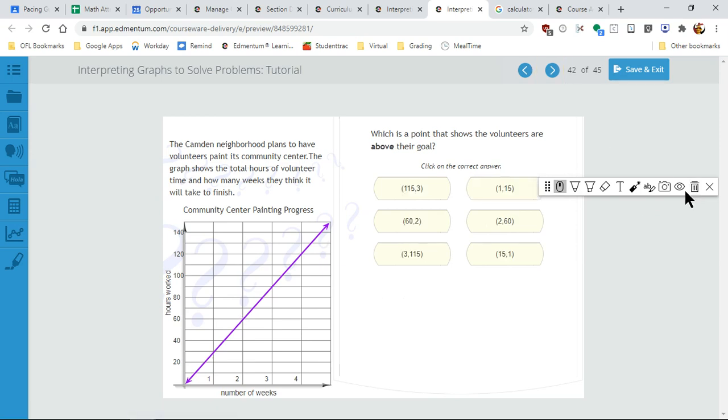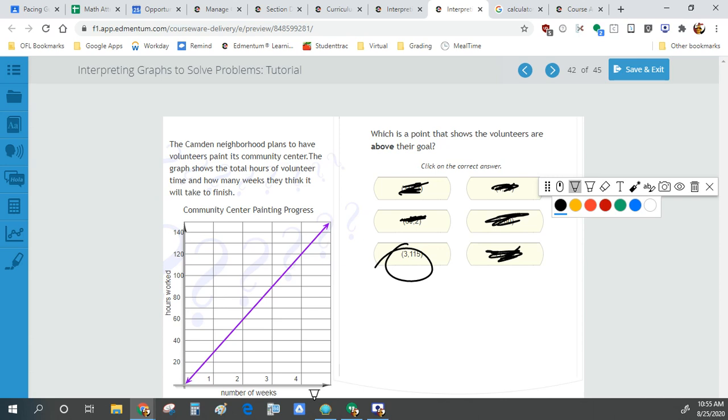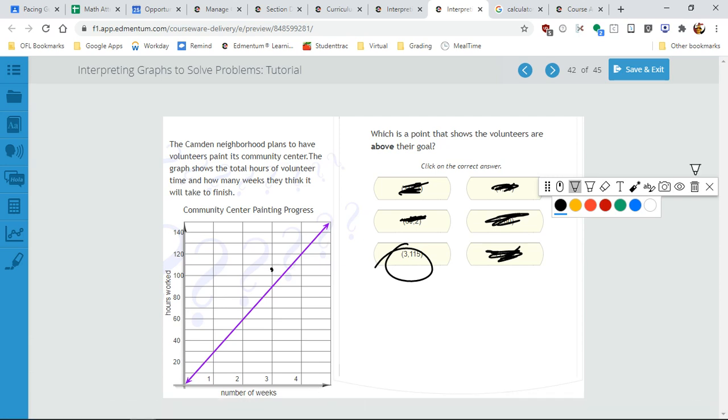All right. Let me erase these again. At which one are they above their goal? So I'm looking at above. Right off the bat, I'm going to cross out the ones that don't make any sense. We're not even measuring 60 weeks or 100 weeks. So 1 and 15, that's below their goal. Going to cross that out. 2 and 60, that's right on their goal. Going to cross that out. This one doesn't make sense because we're not even measuring 15 weeks. So by default, it should be this. Let me check. 3 and 15, that's going to be right around here. So that is above their goal.